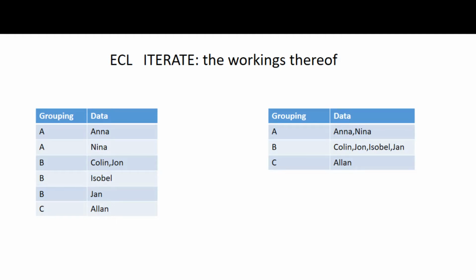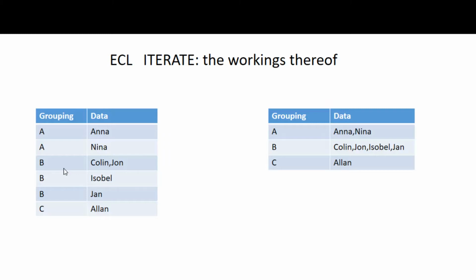So in my example here, my input data set on the left hand side, I've got a series of records with some kind of grouping criteria and the data, and I've got a name or names associated with them. And the outputs, really, I just want a single record with all the names associated with that grouping in one record. So that's my target output from this input, and let's see how iterate can give me what I want.